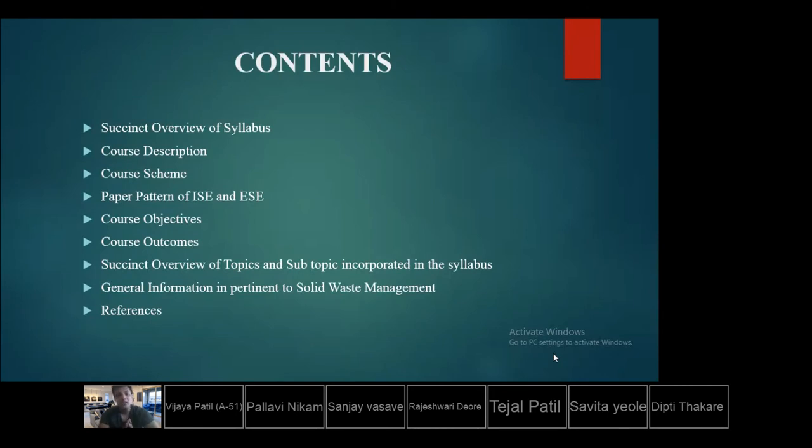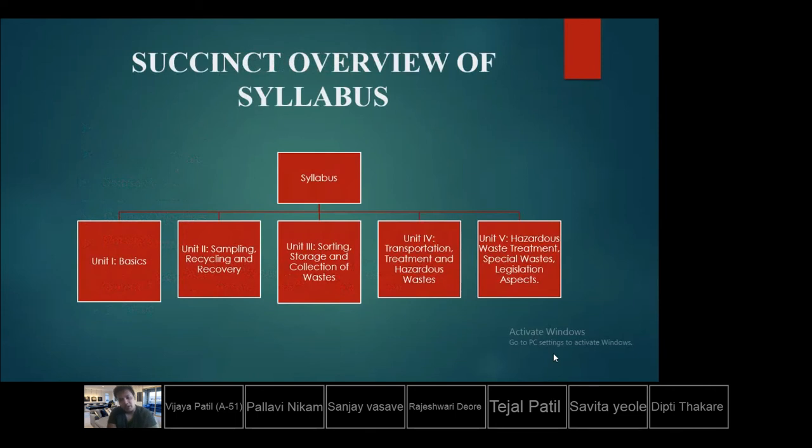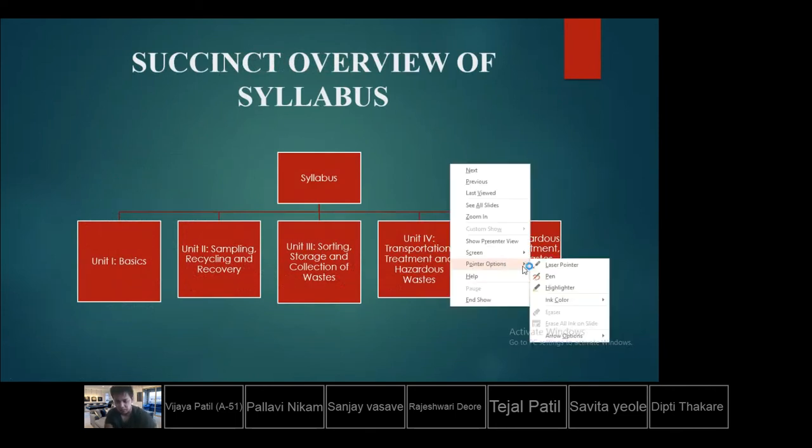Looking at these contents, it will be explicitly clear that today we will only be dealing with the introduction, the introduction of the syllabus. So that is what we will be dealing with today. Starting with the succinct overview of the syllabus.